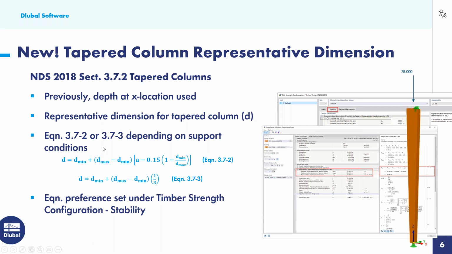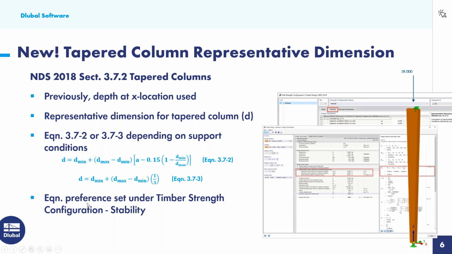And this all depends on the support conditions, but this is to calculate that representative dimension. So we'll use the variables here, the depth max for the tapered section and the minimum depth for the tapered section, in order to calculate this. Now, again, this all depends on your support conditions. You'll want to refer to the NDS to review these equations in a little bit more detail.